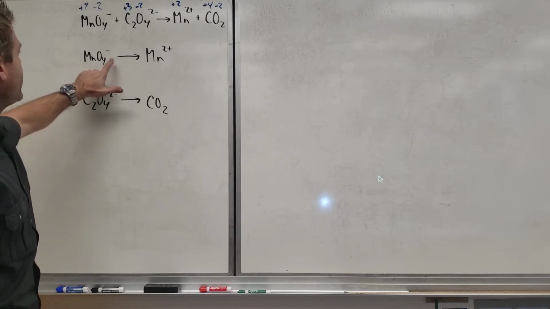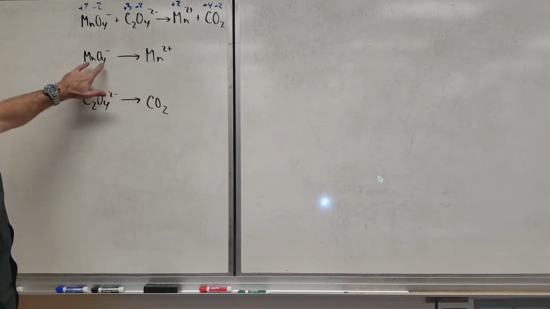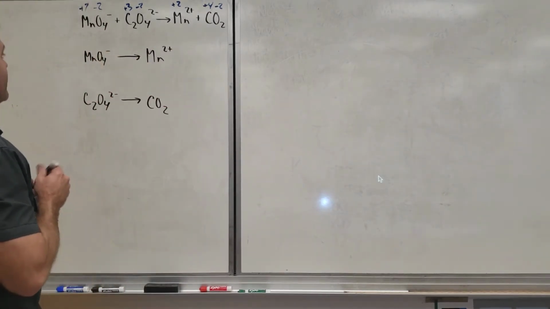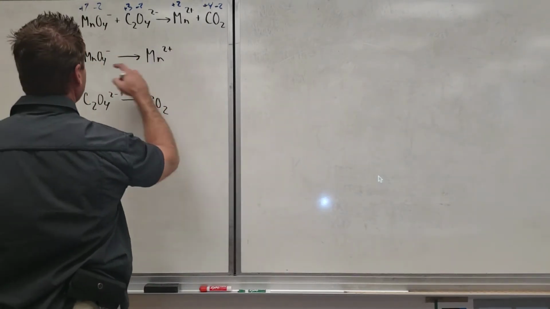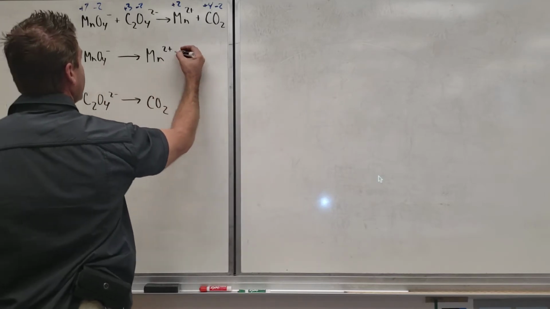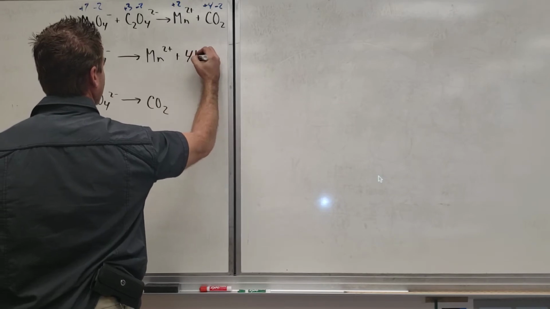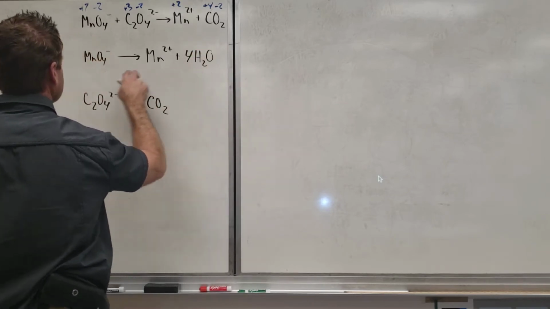So you guys look, 1 Mn, 1 Mn, we're good there. But now you'll notice there's oxygens on this side and not on this side. Obviously you have to account for all the atoms. So you guys remember how they said to do it? You balance oxygens with water. So if I have 4 oxygens here, how many waters would I need to give me 4 oxygen atoms? I need 4 water molecules. You guys agree that's 4 oxygen atoms, 4 oxygen atoms.